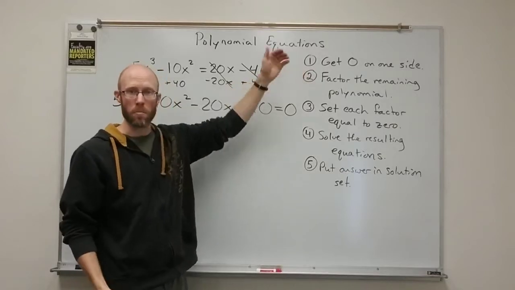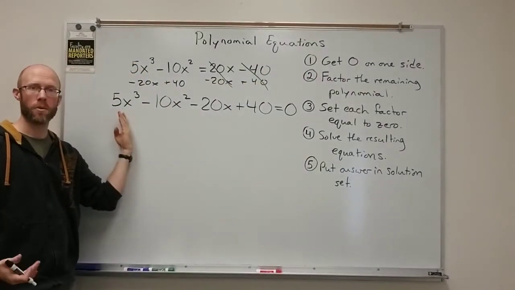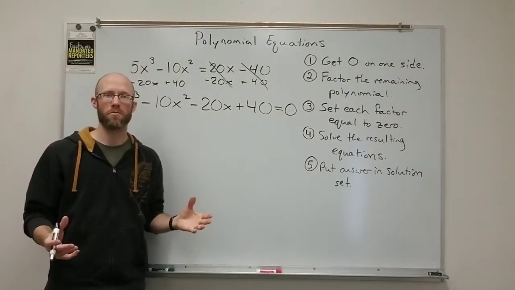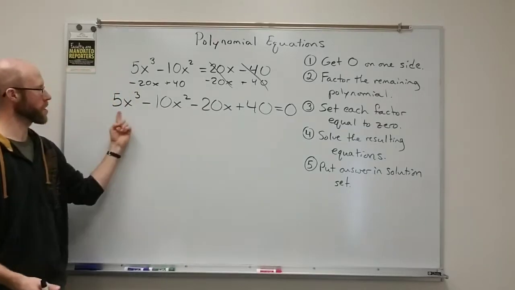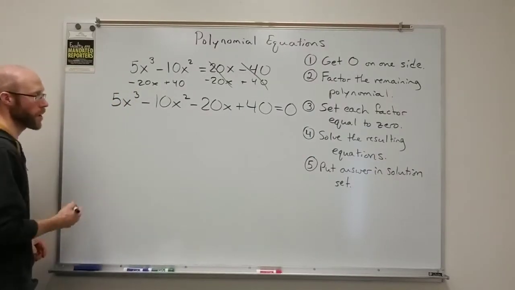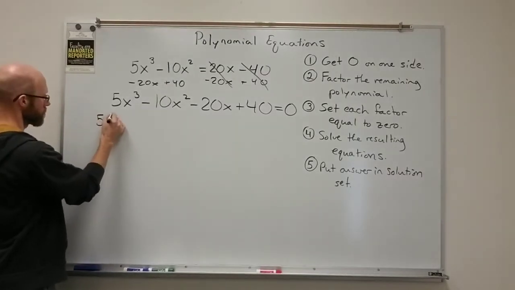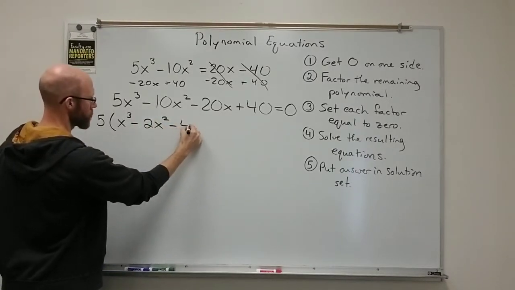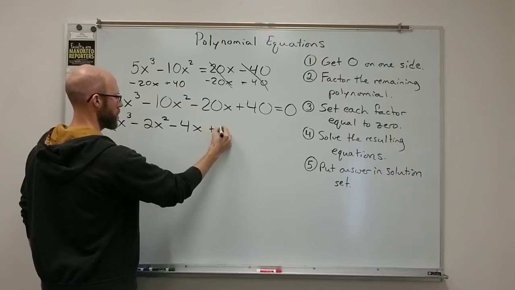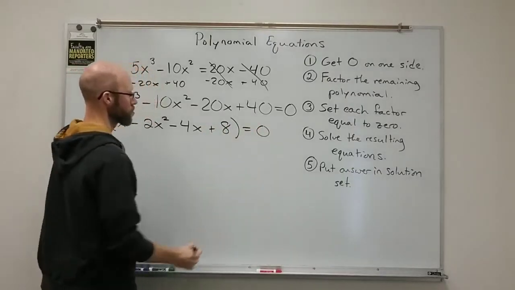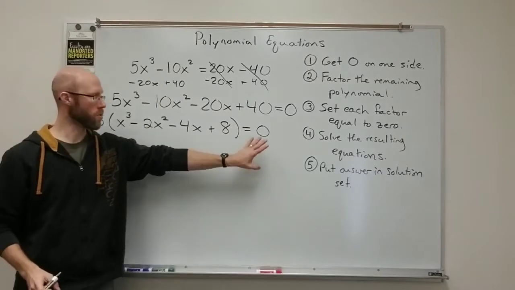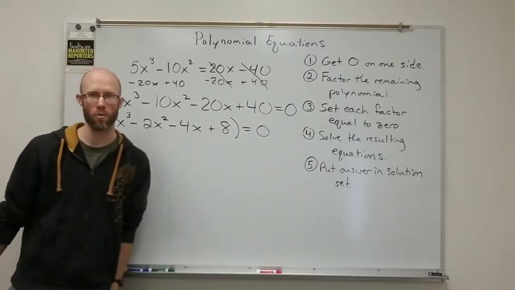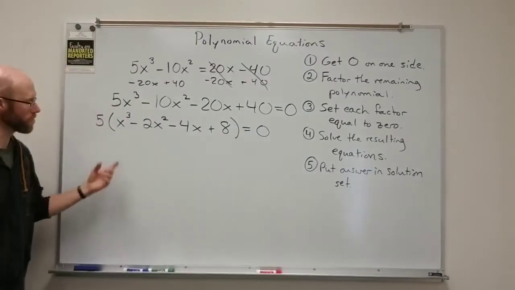Step 2, factor the remaining polynomial. So there's a polynomial on the other side. We need to factor that thing. It's of course got 4 terms. Remember, the first thing we always do when factoring is to look for a greatest common factor, and this one has a factor of 5 in common. So I'm going to go ahead and pull that out. So I get 5 times x cubed minus 2x squared minus 4x plus 8 equals 0. Okay? Don't forget the equals 0. I see a lot of people leave that off, and then all of a sudden they get to the end, they're factored, and then they forget to move forward. So this is an equation all the way through.